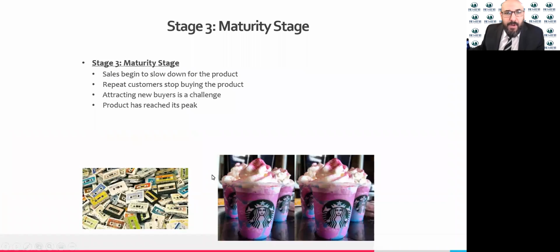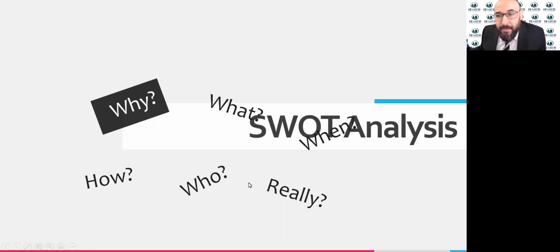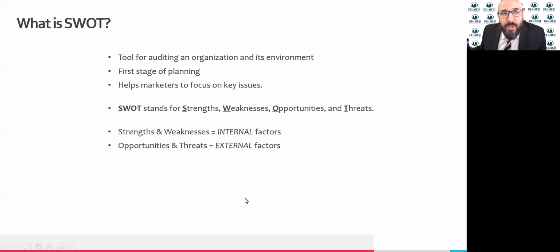Then the second part of this, I want to talk about SWOT analysis in more detail and in more depth. So what is a SWOT analysis? A SWOT analysis is a tool for auditing an organization and its environment. So we need to use this tool to not only understand ourselves, but also look into the surrounding services and the area around us, the environment of our company or organization. It is the first stage of planning. We are still in the planning phase.